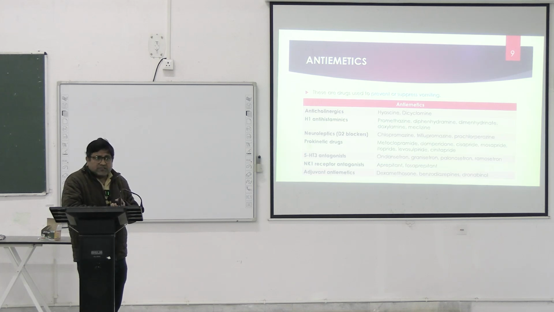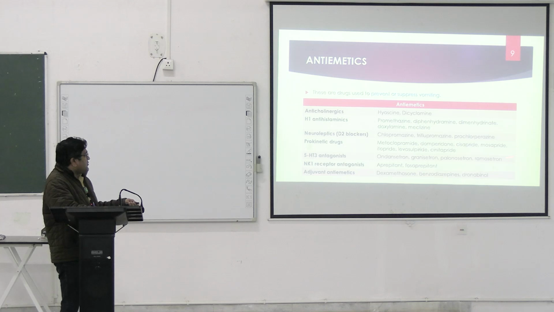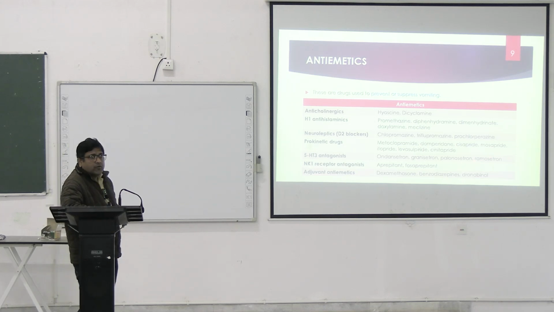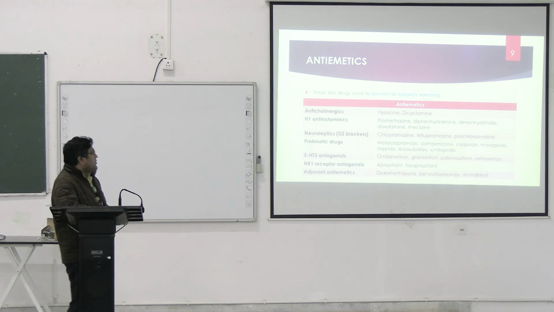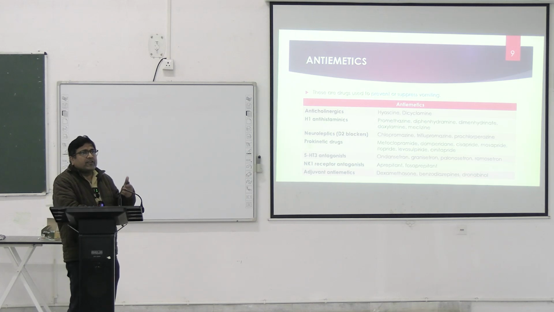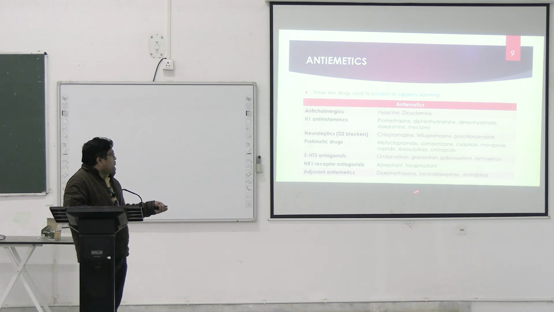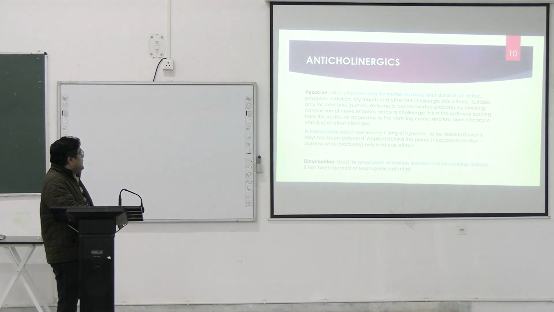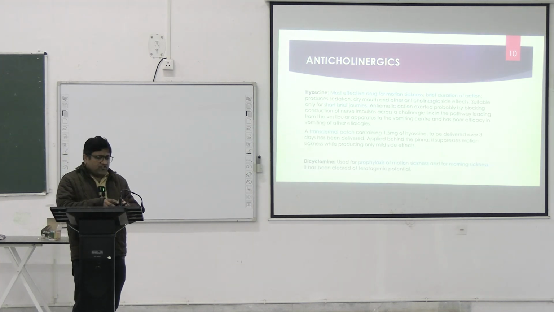5-HT3 antagonists that include ondansetron, granisetron, palonosetron and ramosetron. NK1, neurokinin 1 receptor antagonists that include aprepitant, fosaprepitant. Adjuvant antiemetics that include dexamethasone, benzodiazepines and dronabinol. Now, coming to each drug one by one, anticholinergics.